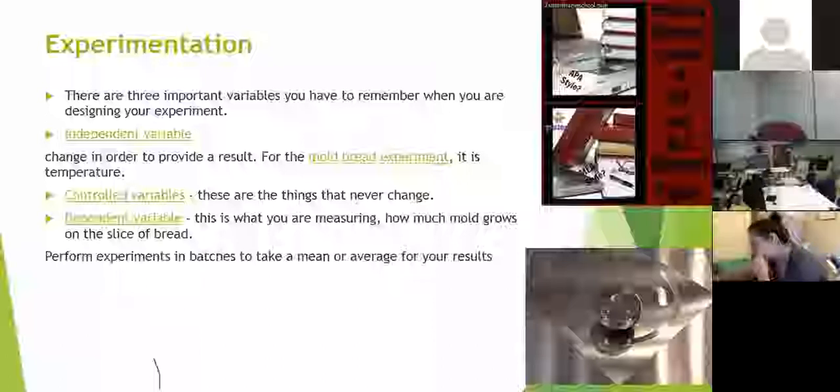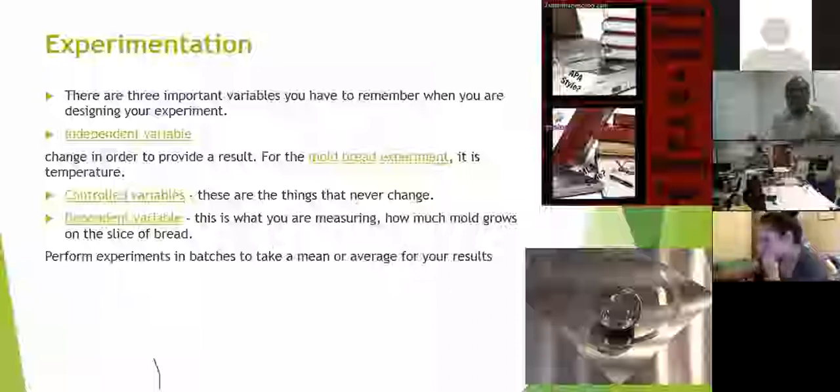Then we have the control variables, the things that never change. And the dependent variable is what we are measuring. For example, we saw how much the mold grows on a slice of bread. So that is your dependent variable, what you should measure. And make sure every time you're running your experiment, you should always be able to duplicate it. So you run your experiment in batches and take a mean or average of your results.